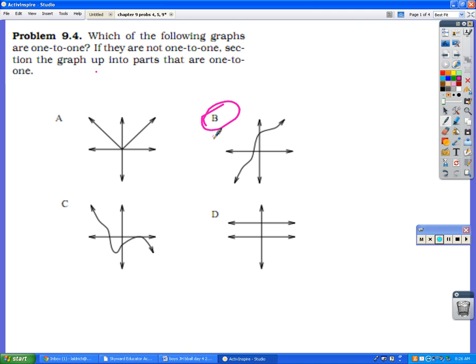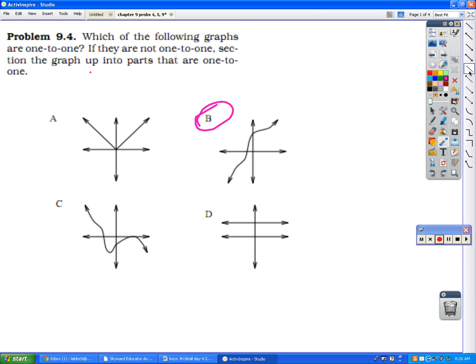If they're not one-to-one, section the graph into parts that are one-to-one. So how could I section this graph into parts that are one-to-one? Section it right down the middle. Right down the middle. So I cut it right down the middle, then this piece and this piece separately would be good. How about this one right here? Right where that little low point is? Right there. Okay. Do we have to do it again? Oh yeah, we have to do it again. All right, good call. So that one would have to go into 3 pieces. And then this piece would pass the horizontal line test, and this piece would pass the horizontal line test, and this little piece would too.